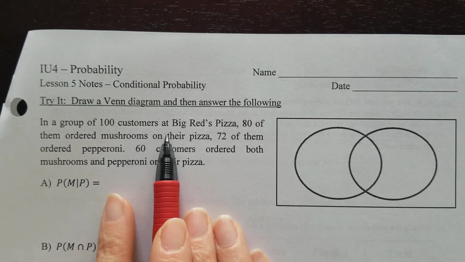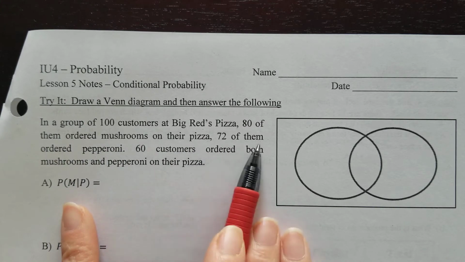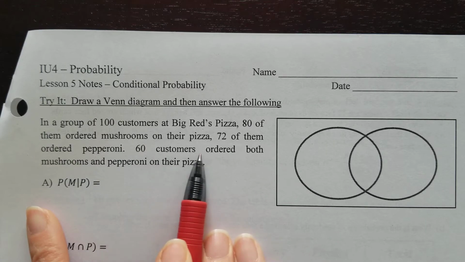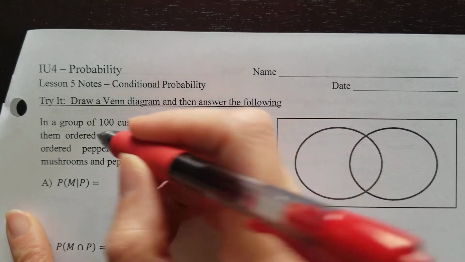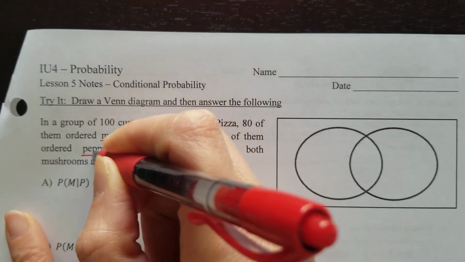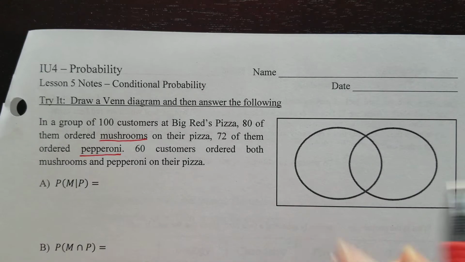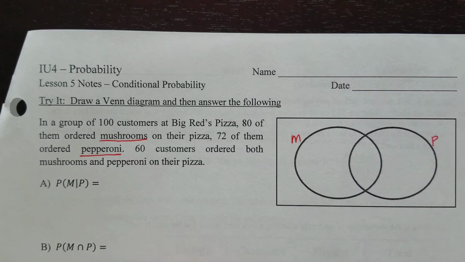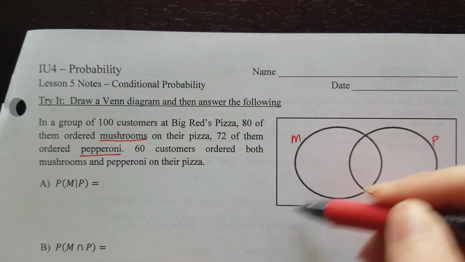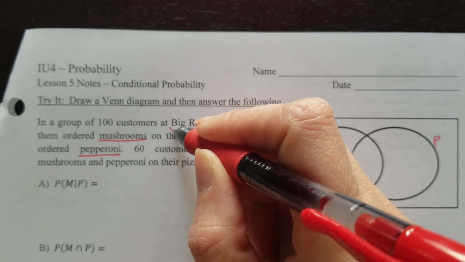In a group of 100 customers at Big Red's Pizza, 80 of them ordered mushrooms on their pizza, 72 ordered pepperoni, and 60 customers ordered both mushrooms and pepperoni on their pizza. So we have mushrooms and pepperoni. That's going to be my two circles because those are the subgroups they've given us. So I'm going to say M is for mushrooms and P is for pepperoni. And then remember that the entire rectangle represents the universal set, which in this case is the entire restaurant.